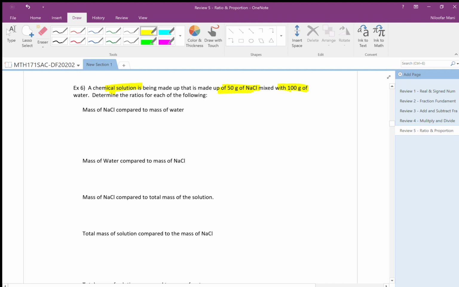So now I want us to compare mass of NaCl compared to mass of water. See, I tell you, I'm not talking about fraction. I say compare, means ratio. Okay, so do I have the same unit? Yes. So 50 g to 100 g, which is 1 to 2, because it's double. Mass of water compared to mass of NaCl, 100 to 50. So it is like 2 to 1.